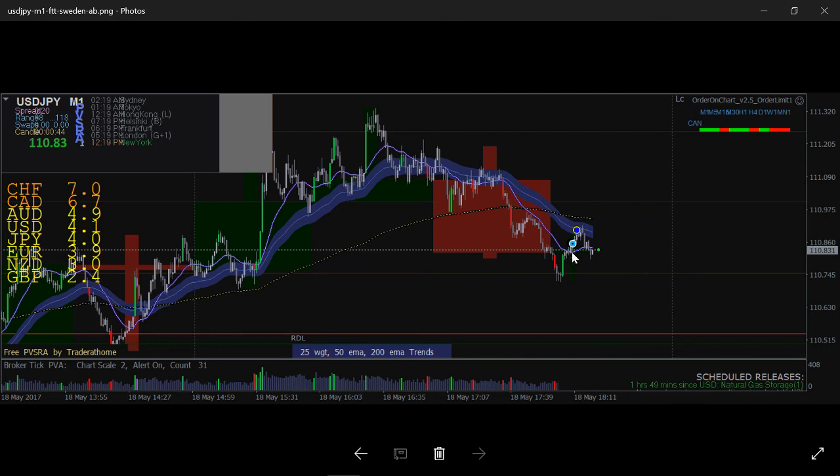And then when it broke this 25 WGT, honestly I don't really follow this that much, but once it broke this one, I had a feeling this was really going back up. So I targeted a bounce back to the dragon, and I closed it as soon as it got there. It got 5 pips and I closed it, and that was it. Very safe and very quick trade.